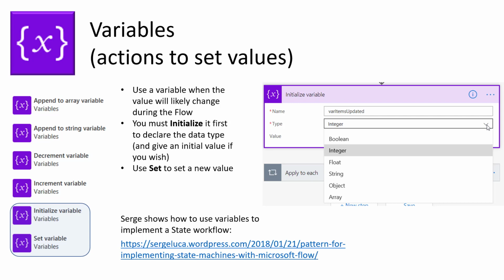I have a link here to Serge Luca's blog, and he is showing how to use variables to implement a state workflow, which Flow doesn't have natively. But basically by setting variables to different values depending on what state things are in, you can basically implement a state machine.